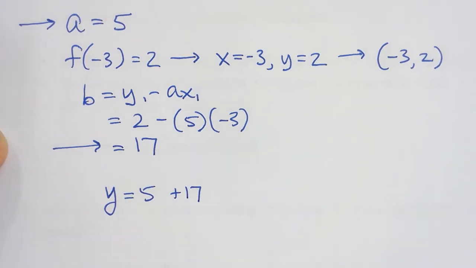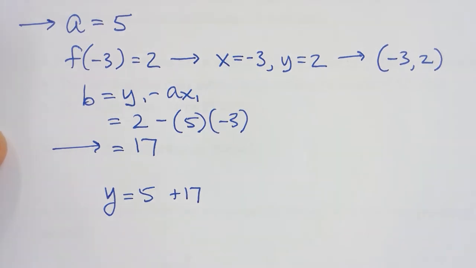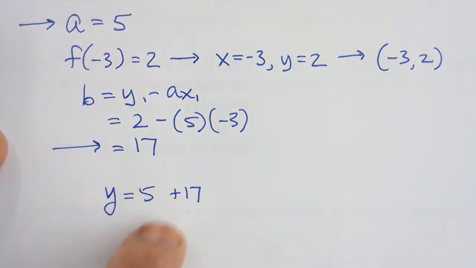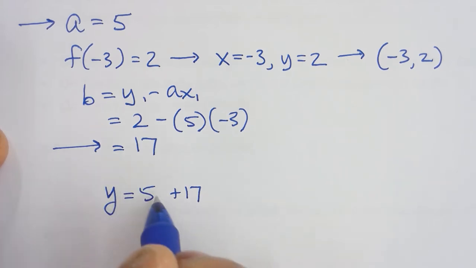So why is that wrong? I think it's obvious, but maybe it's not. Why is that rule wrong? Sultan? You forgot the x. That's absolutely a classic mistake. So don't forget the x there. So y is equal to 5x plus 17.